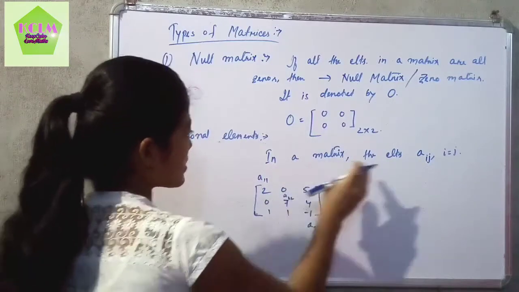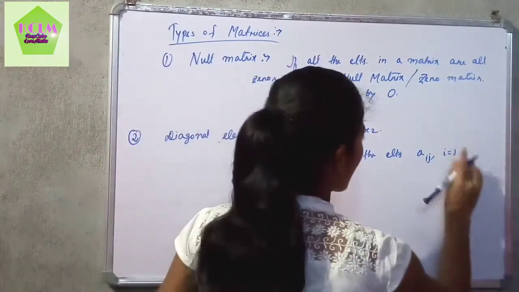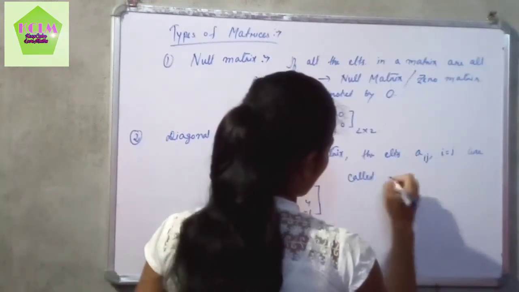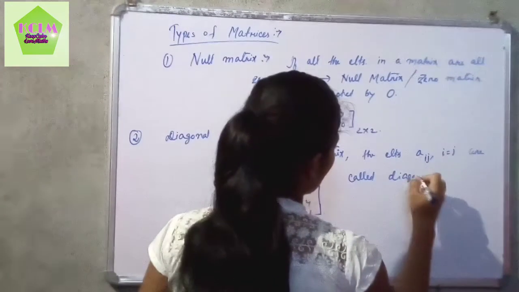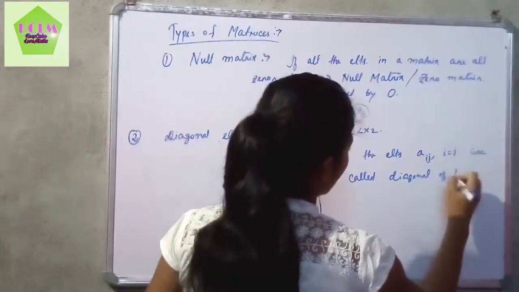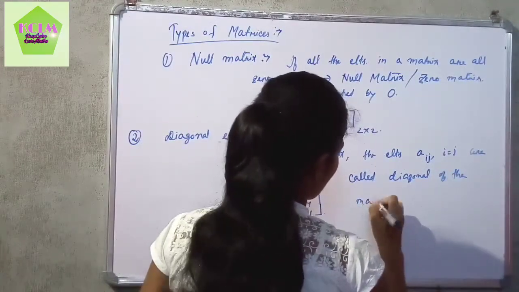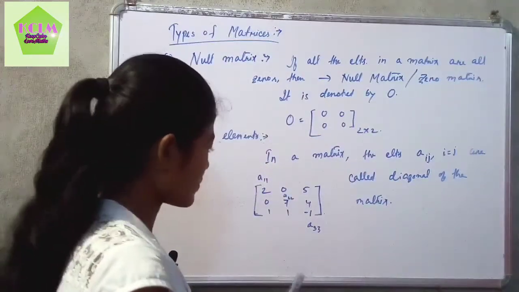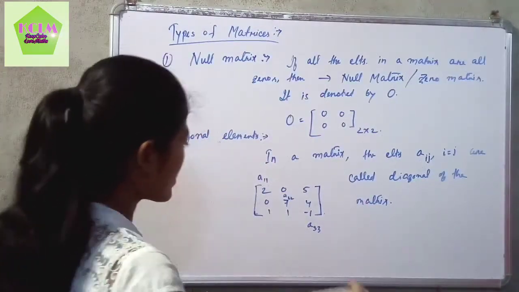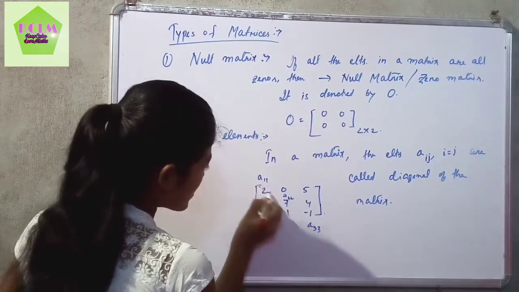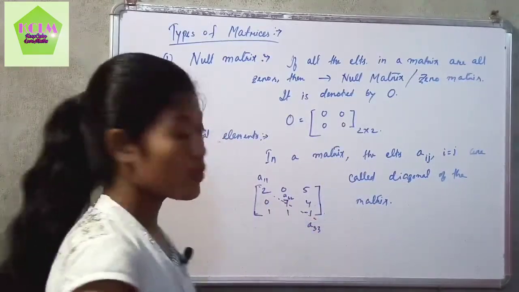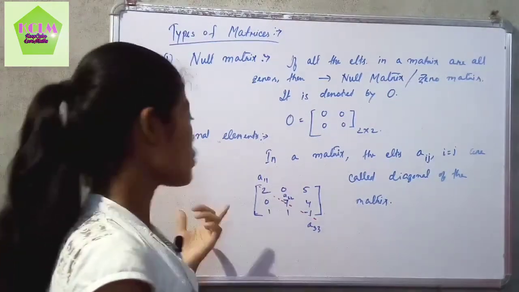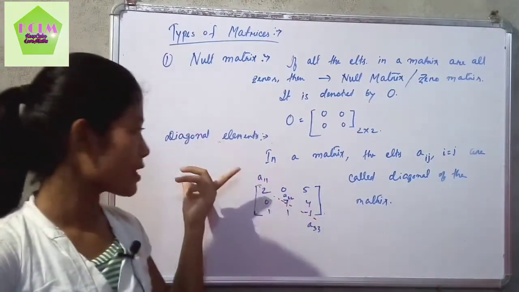So in a matrix the elements Aij with i equals j are called the diagonal of the matrix. Here the diagonal of this matrix includes the elements 2, 4 and -1, right? So we have come to know the term diagonal elements of a matrix.